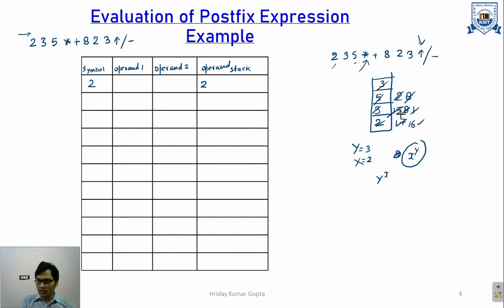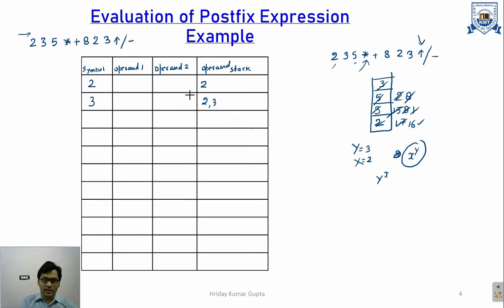So this is using stack operation, but I am going to use the tabular method for evaluating this postfix expression. Now the first symbol is coming, 2. I will push it in the stack like this one. Now the next symbol is coming, scanning. This is 3. Now I will push in stack 2 comma 3.